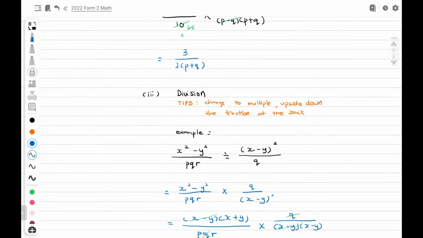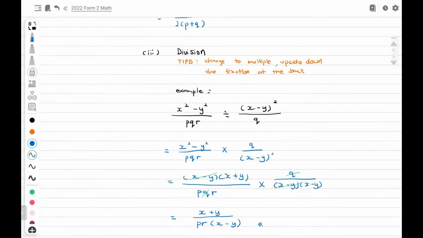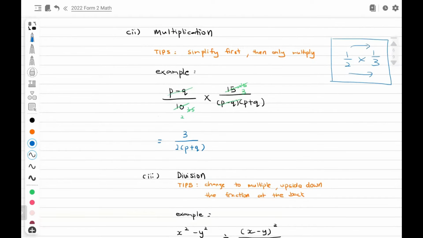When to cut is when you have exactly the same algebraic term. When you have the same algebraic term. Okay, this one, another example, if you want to cut, would be 1 over 2 times 4 over 5. Then this one only can cut. Is that what your question is, David? If you don't want to, also can.